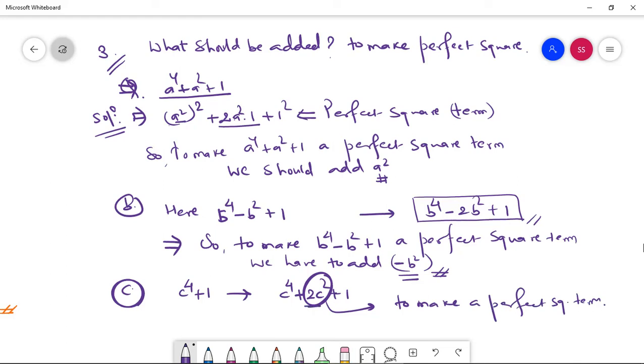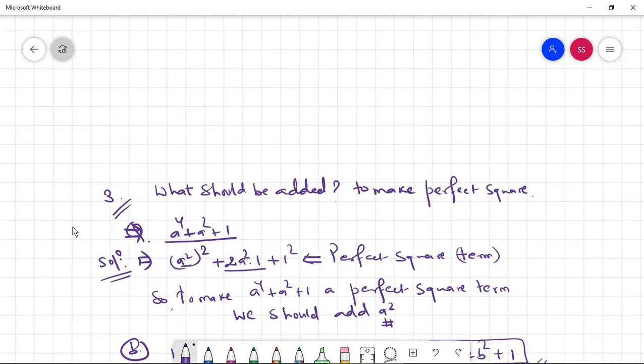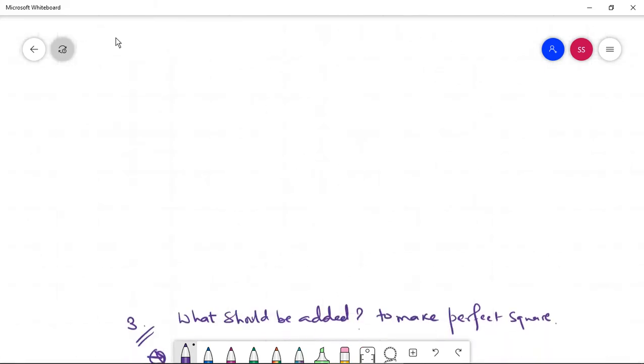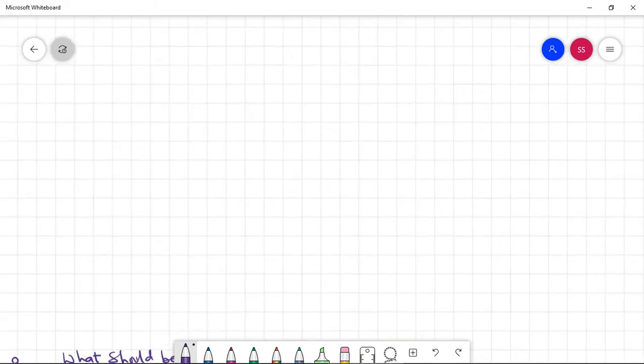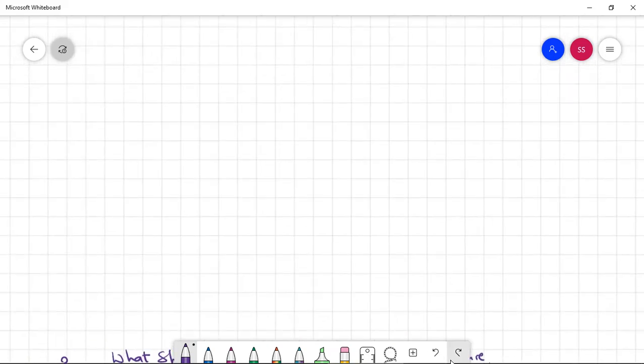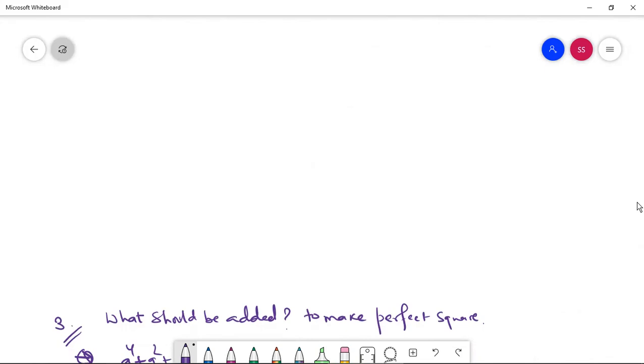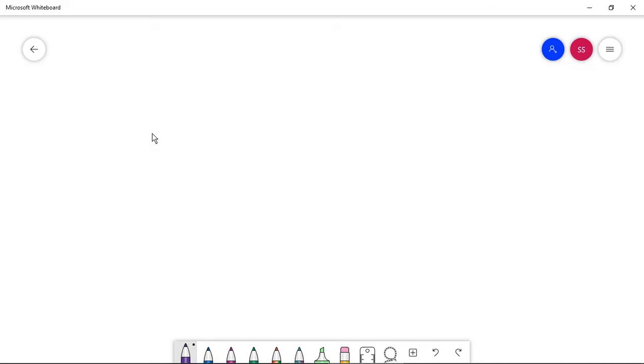Now we have to move to the next part, dear students. Next question, hope you understand till now. You don't have any problem till now. Similarly, D, E, F of question 3 you can do.